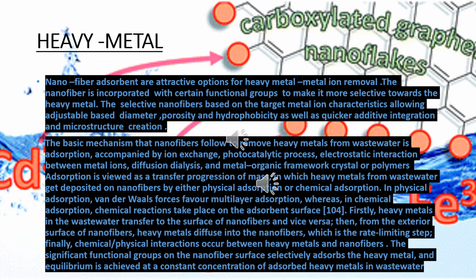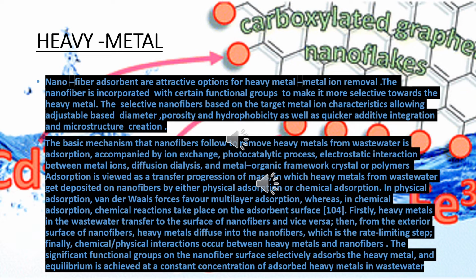The basic mechanism that nanofibers follow to remove heavy metals from wastewater is adsorption, accompanied by ion exchange, photocatalytic process, electrostatic interaction between metal ions, diffusion dialysis, and metal organic framework crystal or polymers. Adsorption is viewed as a mass transfer process in which heavy metals from wastewater get deposited on nanofibers by either physical adsorption or chemical adsorption.